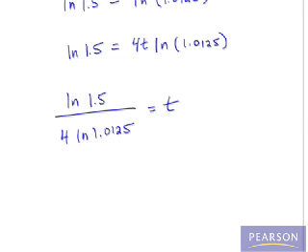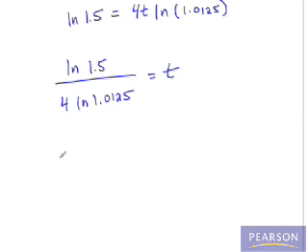And when we crunch the numbers on our calculator, we will get approximately 8.2 years is approximately equal to t. So the answer to B is 8.2 years.